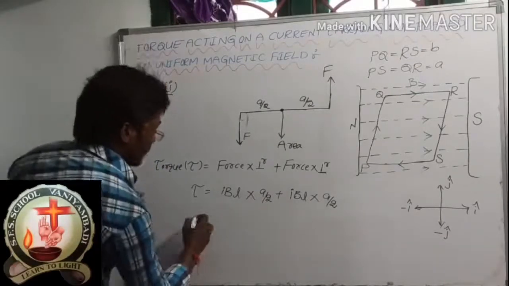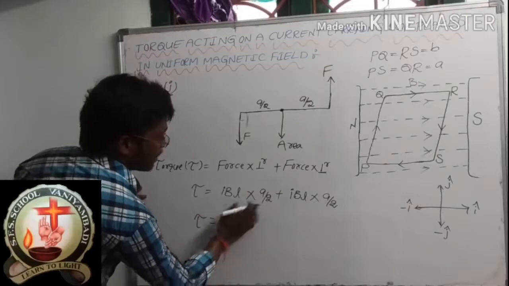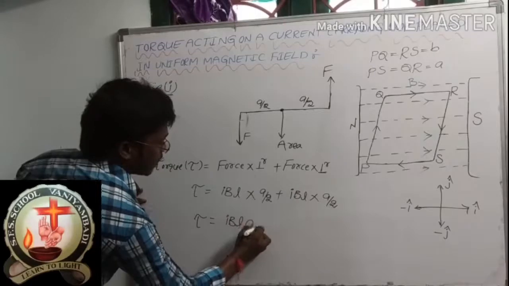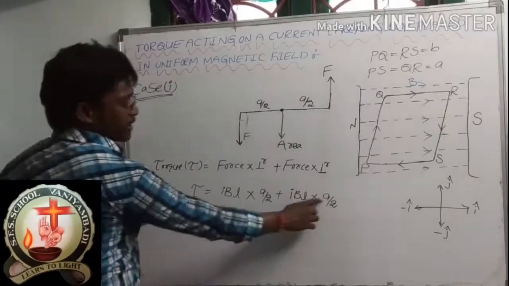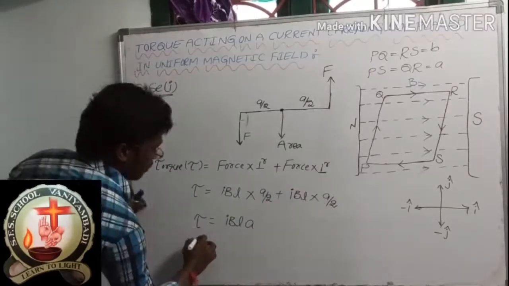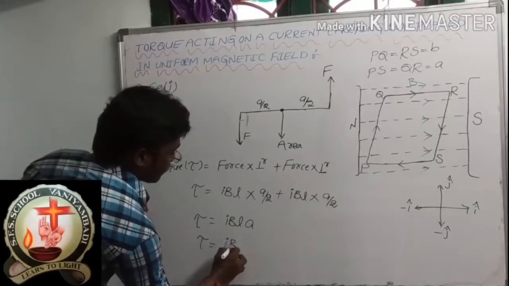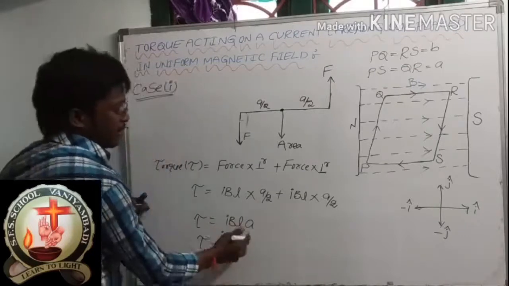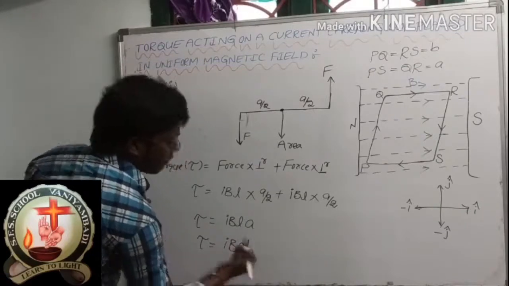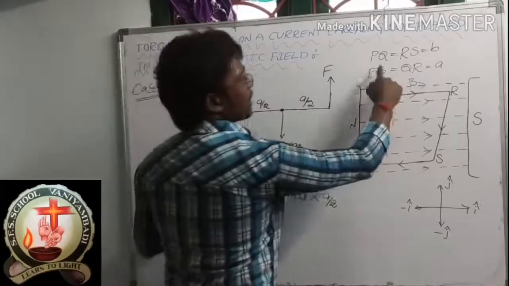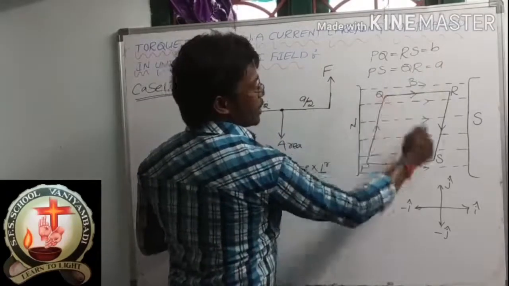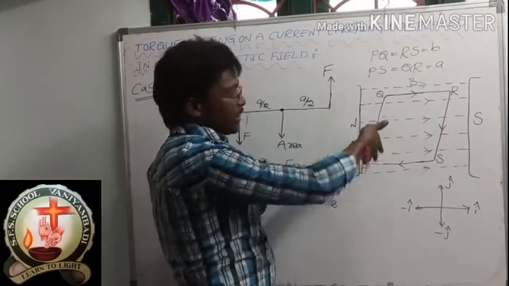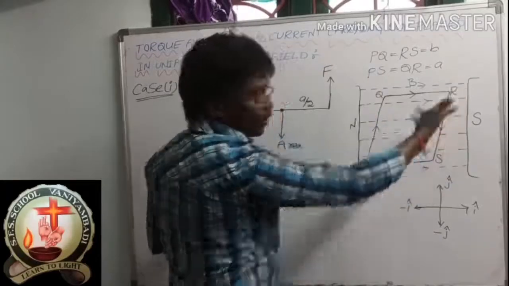Then you can add both. Tau is equal to IBL into A by 2 plus IBL into A by 2. IBL, A by 2 plus A by 2 is A. So tau is equal to IB. Here A is A. In the place of L I am writing B. However, here B means what? PQ or RS is equal to B. PQ or RS, PQ means what? Length of the loop. RS means what? Length of the loop.